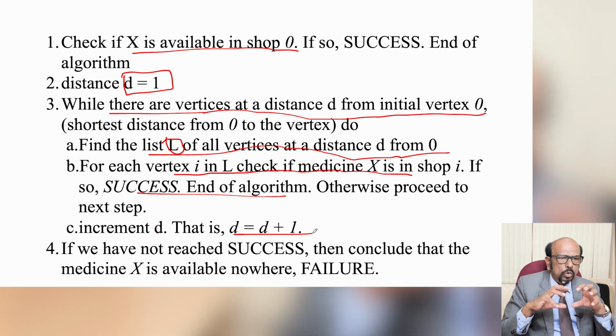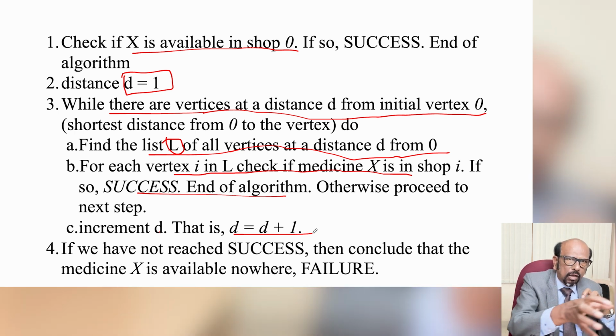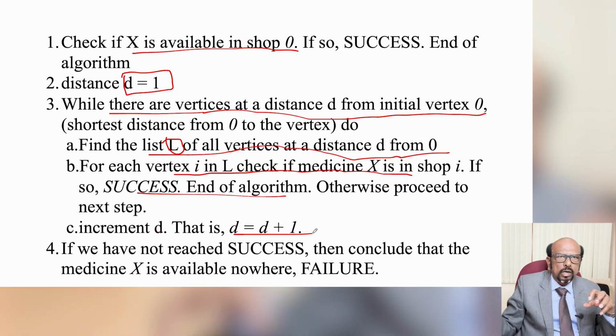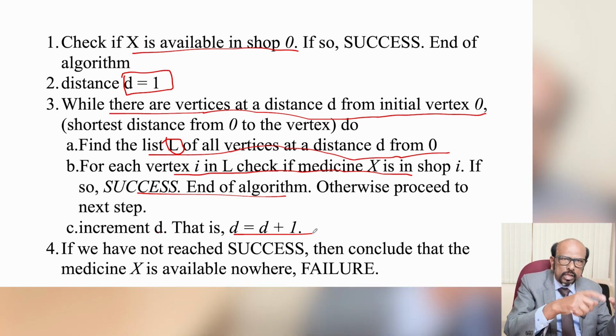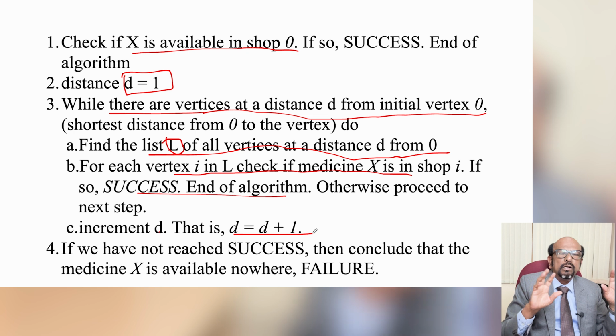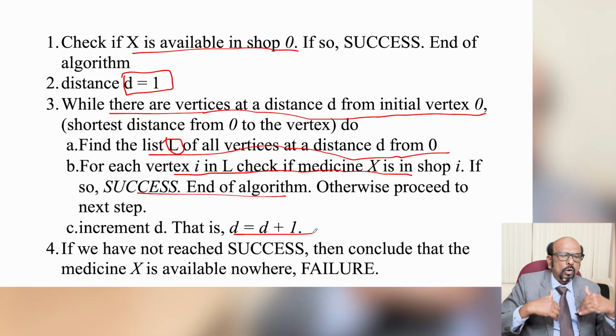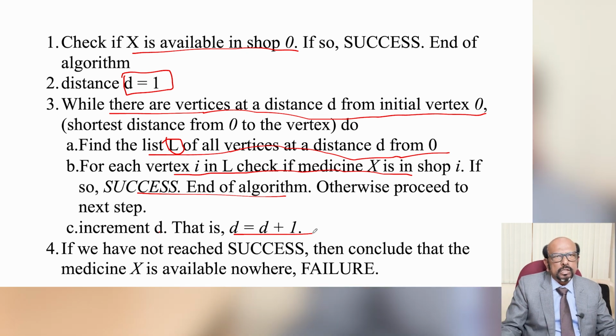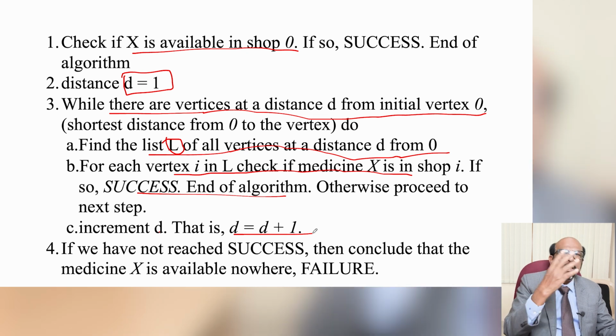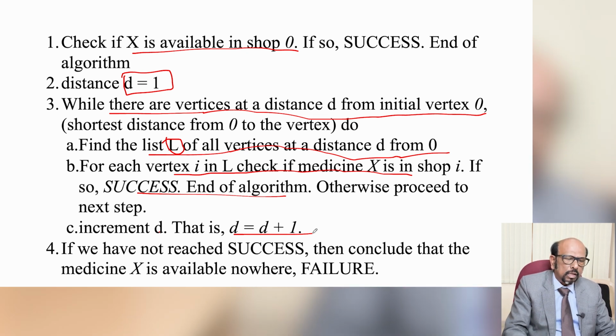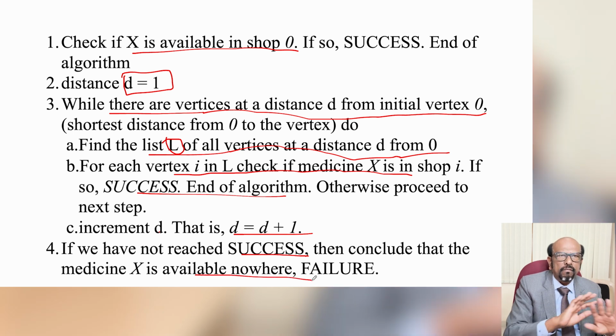So what do you do? You first collect all the vertices at distance 1 and call it a list L. In L, for each one you verify whether it is available. If it is not available, then go to the vertices at distance 2, D equal to D plus 1, and then you repeat. If we have not reached success and you reach the end, conclude that the medicine is not available anywhere.